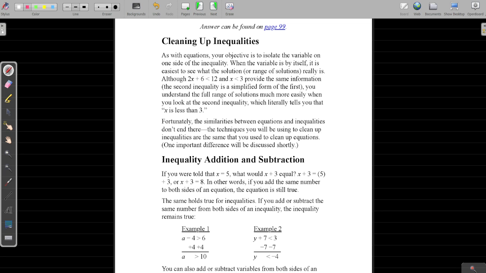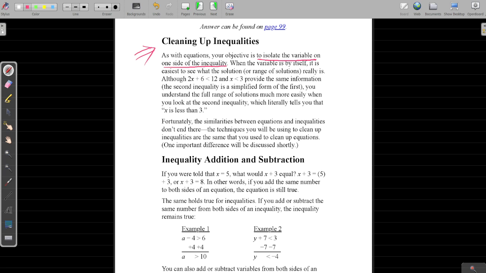Now we are going to learn about cleaning up the inequalities. So how to clean up the inequalities? What does it mean? Now we need to start reading. As with equations, your objective is to isolate the variable on one side of the inequality.